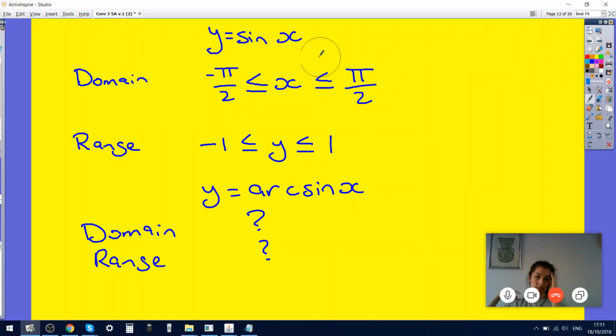Okay, y equals sine x. This is the domain and range that makes it a function. Y equals arc sine x. What's its domain? What's its range?